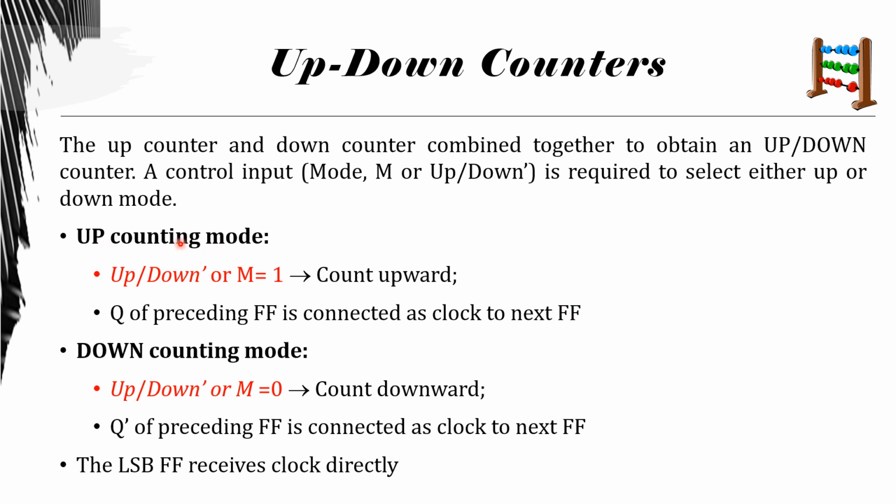Similarly, in the case of down counting mode, the up or down complement, or the mode value, should be equal to 0. If it is equal to 0, we need to count downward. So Q bar of the preceding flip-flop is connected as the clock of the next flip-flop. And always the LSB flip-flop receives the external clock directly.